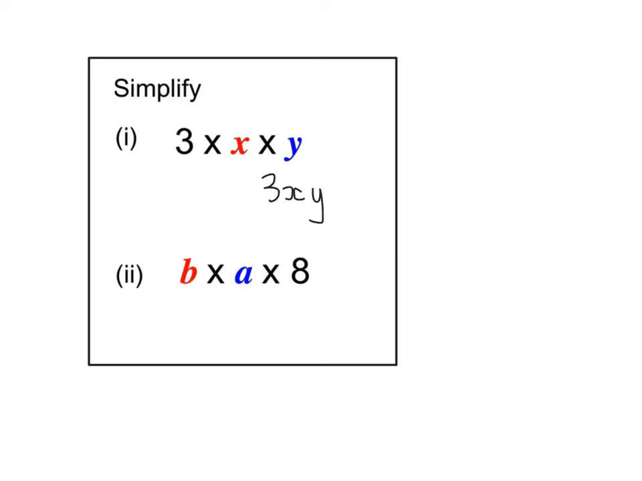And b times a times 8. Again, miss out the algebra symbol. We also tend to put the number first, 8, and then the letters in alphabetical order, a, b.